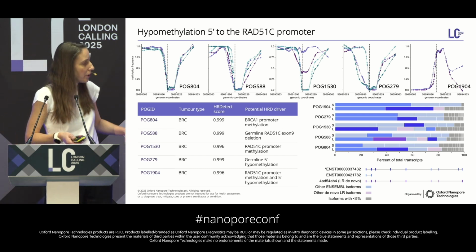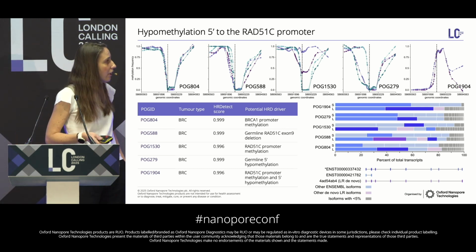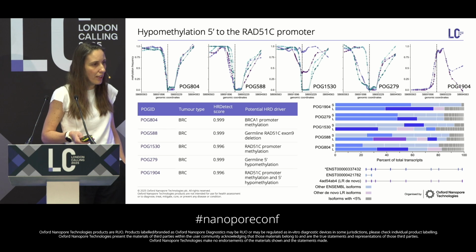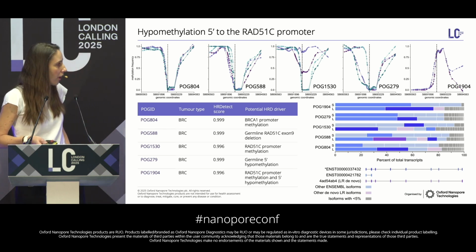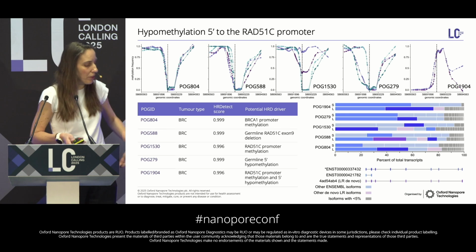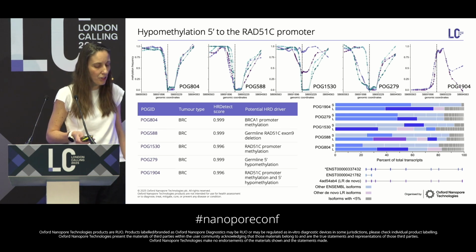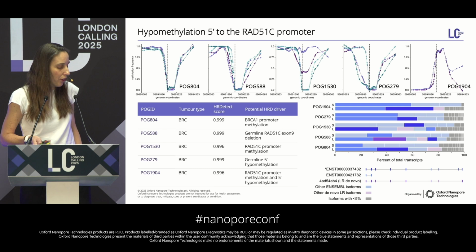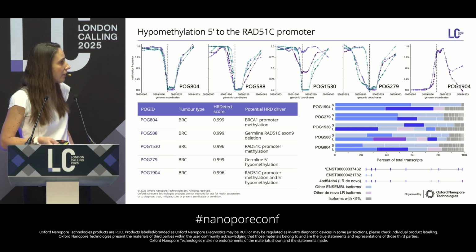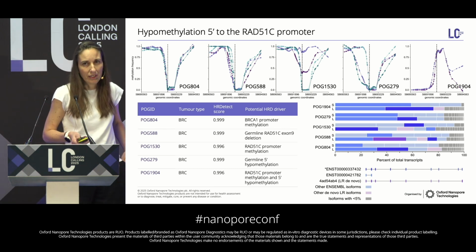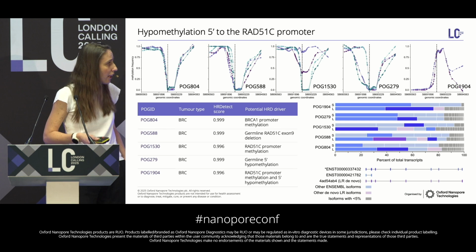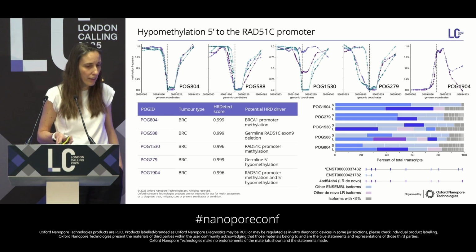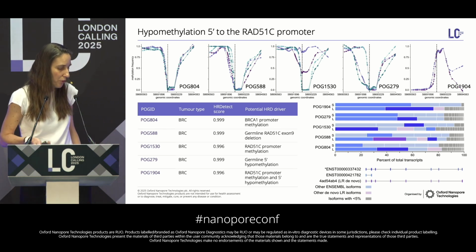And the last two patients have an interesting thing, that the CpG sites 5' to the promoter are hypomethylated, and the last patients have hypomethylation in this region, but also RAD51C promoter methylation. And what we think is happening here is that the hypomethylation in this region might lead to newly accessible transcription factor binding sites and alternative isoform expression.